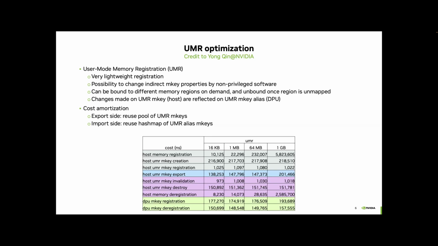Based on these properties of the UMR, the proposed optimization is basically to optimize the cost of indirect keys management by reusing the same keys, so that on the exporter side, we reuse the pool of those indirect UMR keys, and on the importer side, we reuse basically the aliases, the hash map of those aliases.